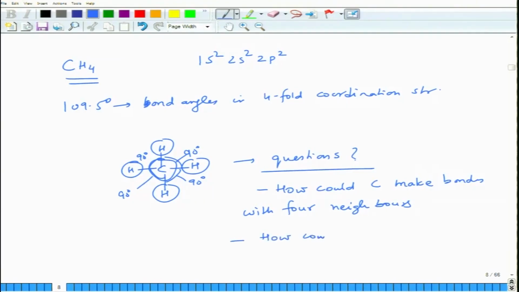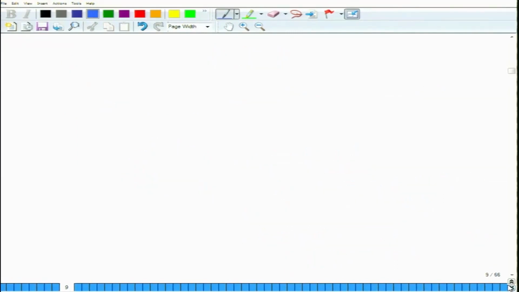How could one have a bond angle of 109, I think it is nearly 5 degrees? So, these were the questions, they led to the answers in what we call as now hybridization.